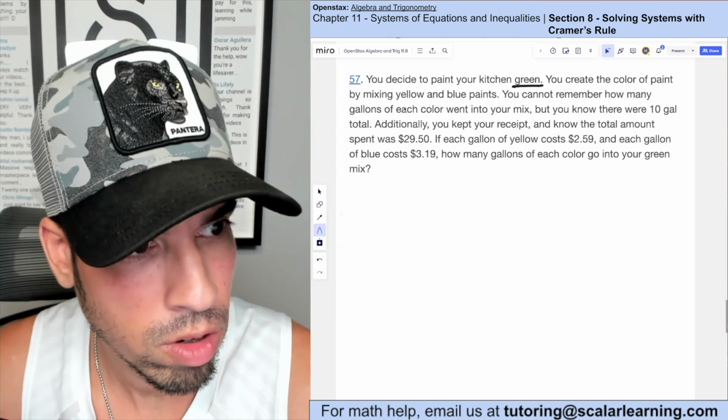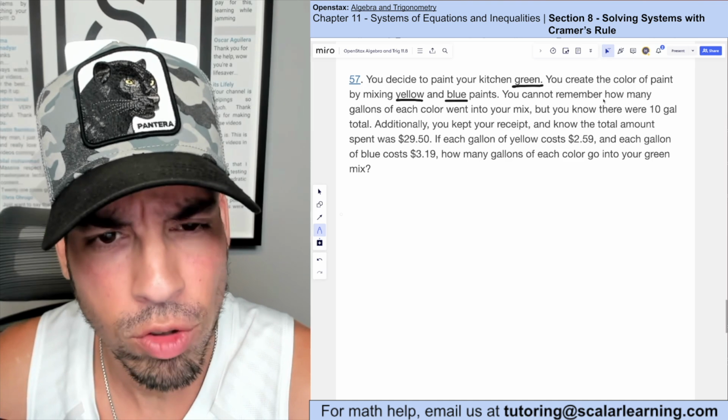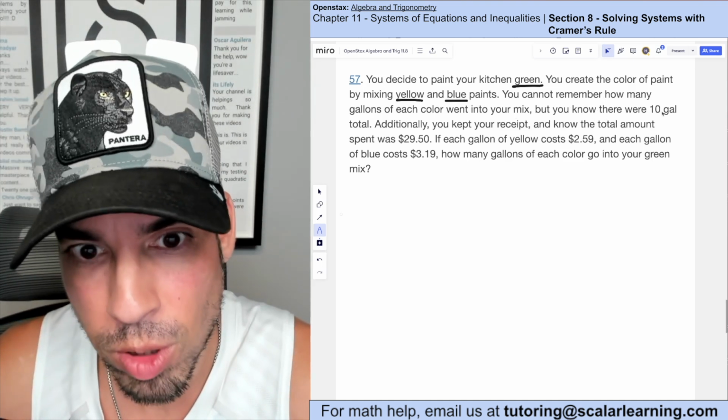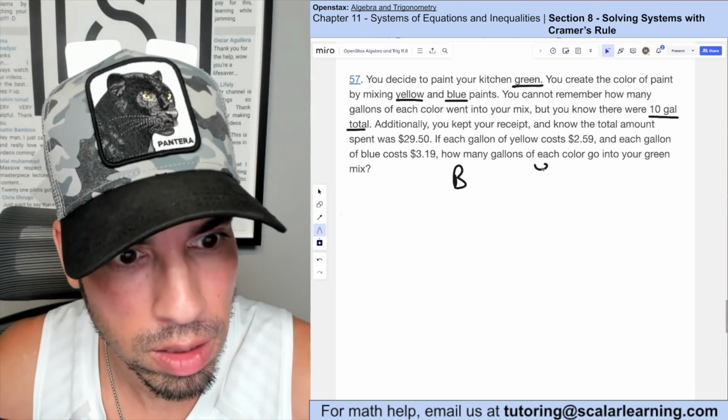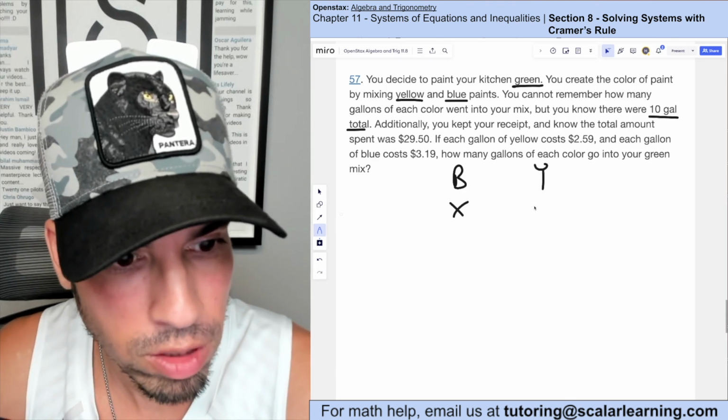You decide you paint your kitchen green. You create the color of paint by mixing yellow and blue paints. You cannot remember how many gallons of each color went into your mix, but you know there were 10 gallons total. Okay, so again, we got blue and yellow, but I'm going to still call it X and Y.